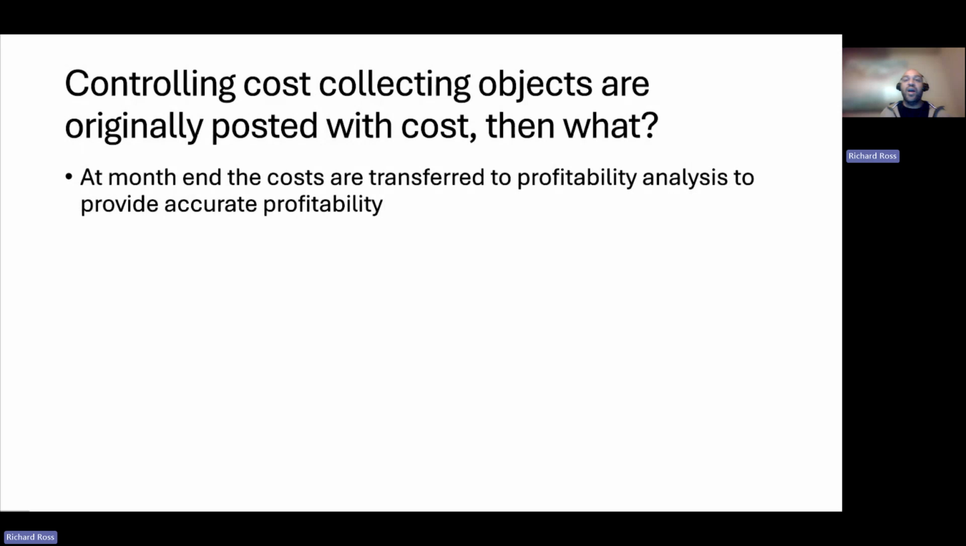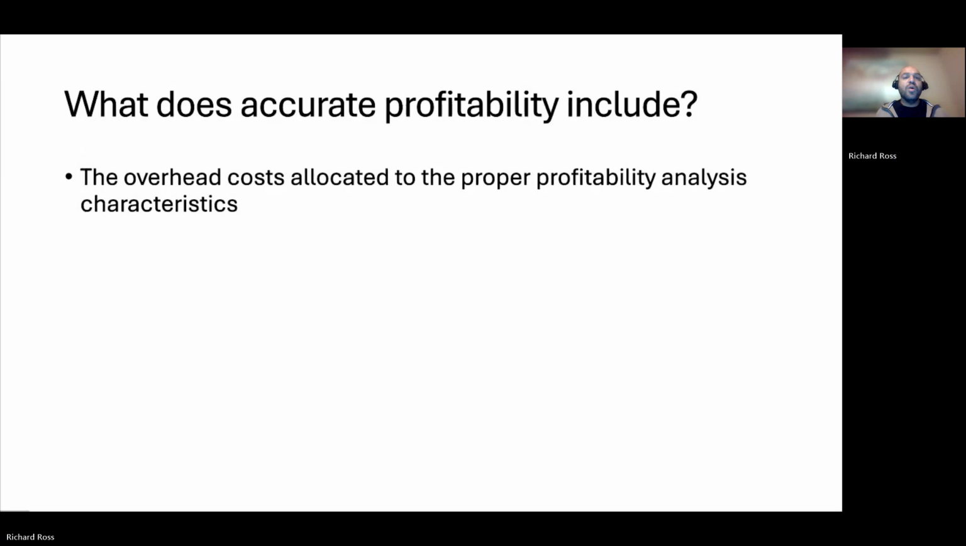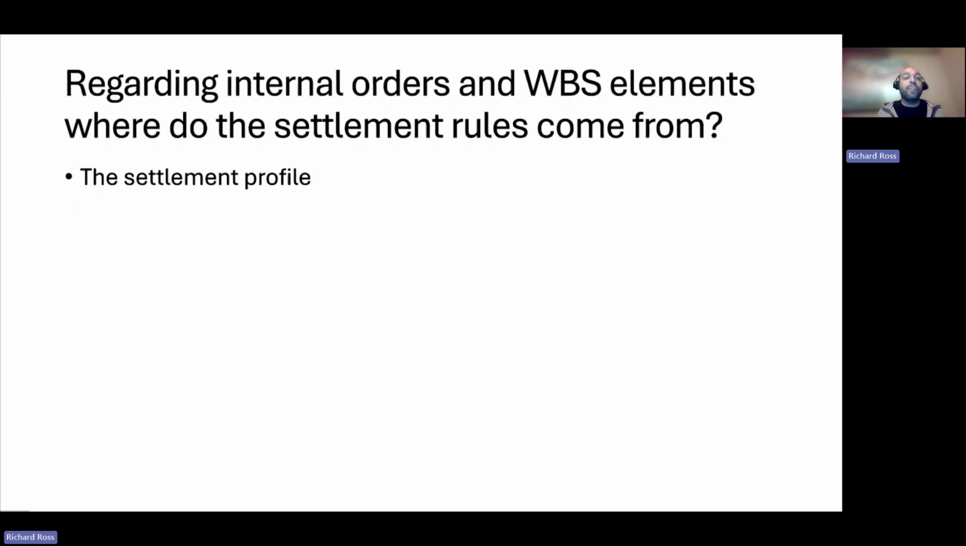Controlling cost collecting objects are originally posted with cost. Then what? At month end, the costs are transferred to profitability analysis to provide accurate profitability. What does accurate profitability include? The overhead costs allocated to the proper profitability analysis characteristics.